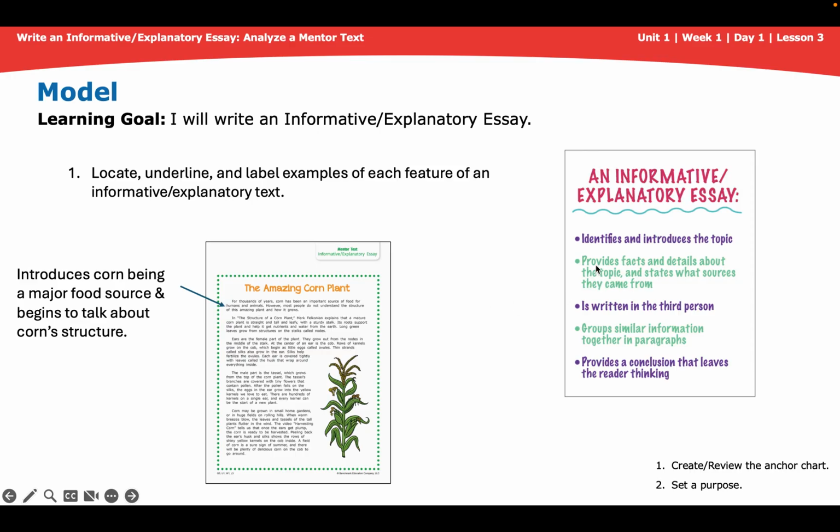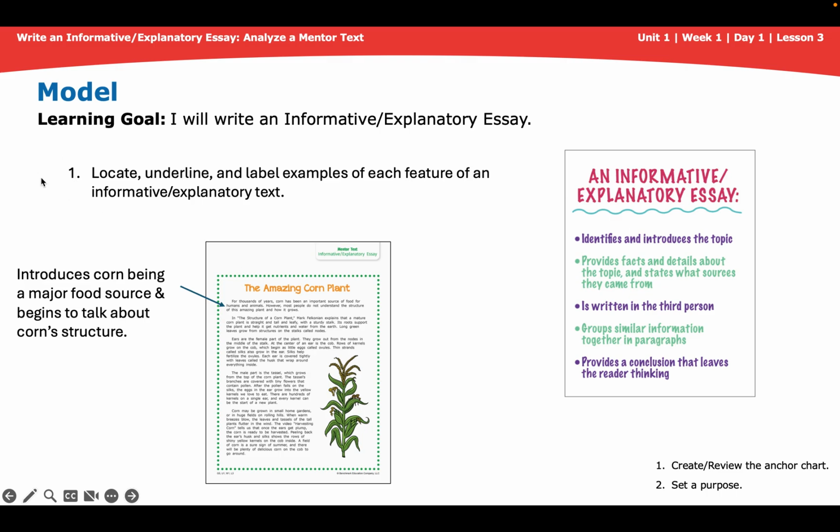So you will do this one right here, which is you're going to underline facts and details about the topic. So you're going to find key details, and then you're going to locate and put together what the central idea is, just like we did in class. You can just kind of talk about how it's written in third person and how you know that it's written in third person. Group similar information together in paragraphs. That kind of goes with this one right here. So like you're finding key details and central idea for each paragraph. And then you're going to locate and tell me what the conclusion is that leaves the reader thinking.